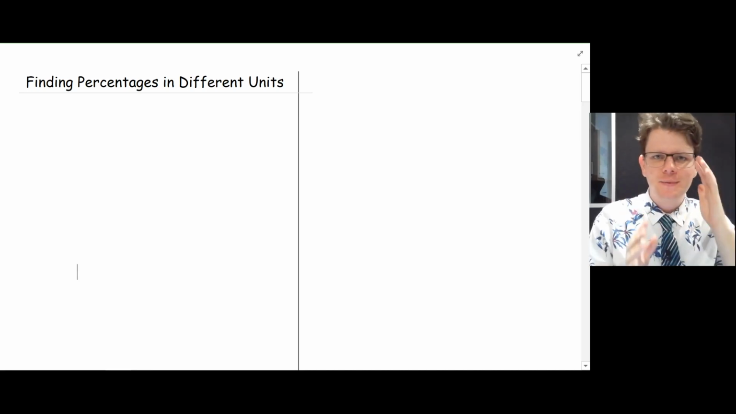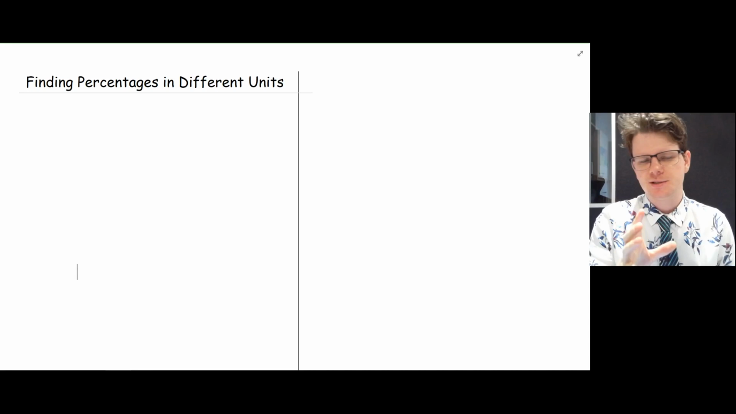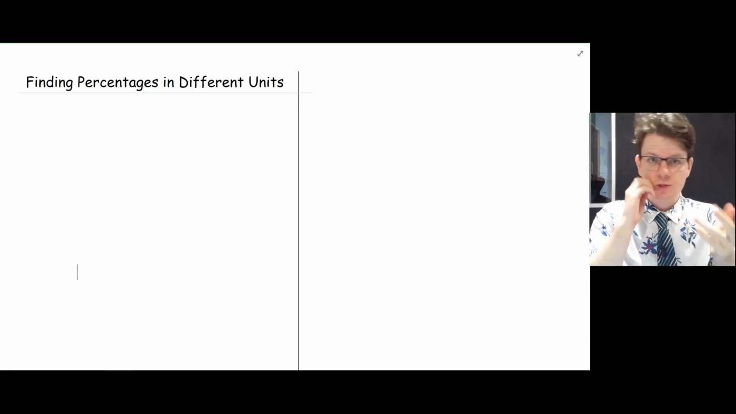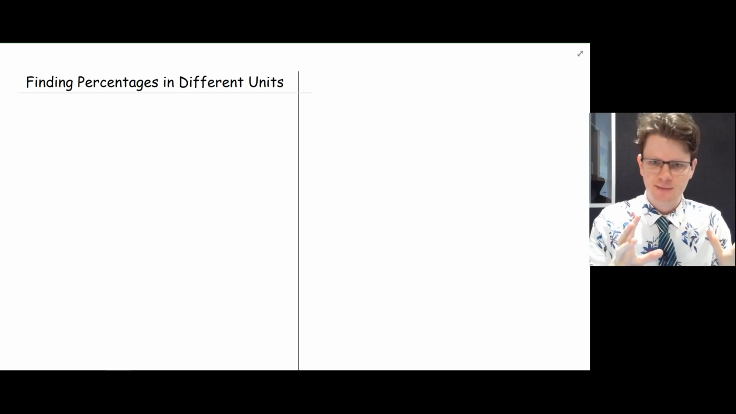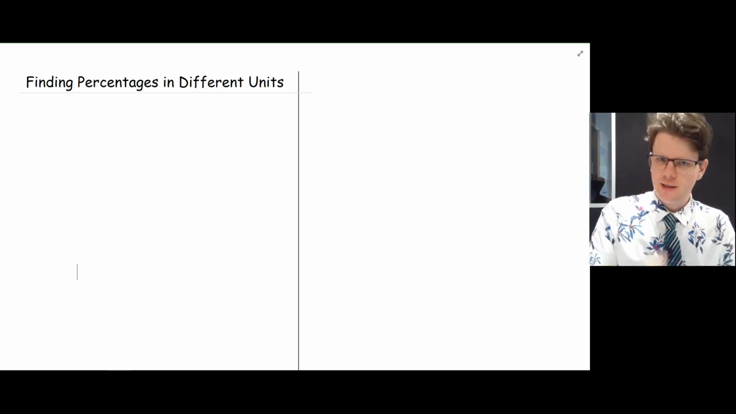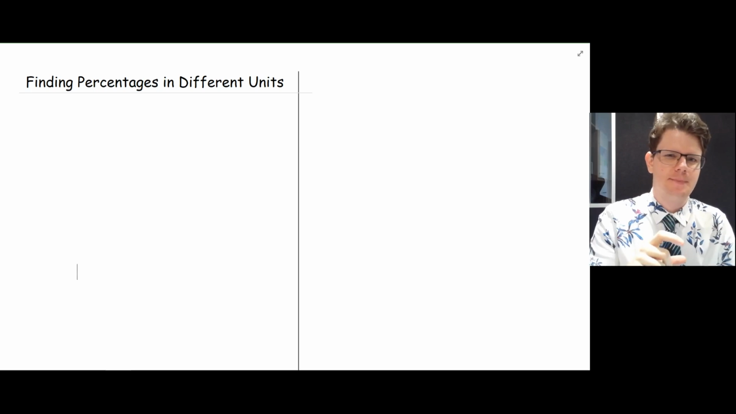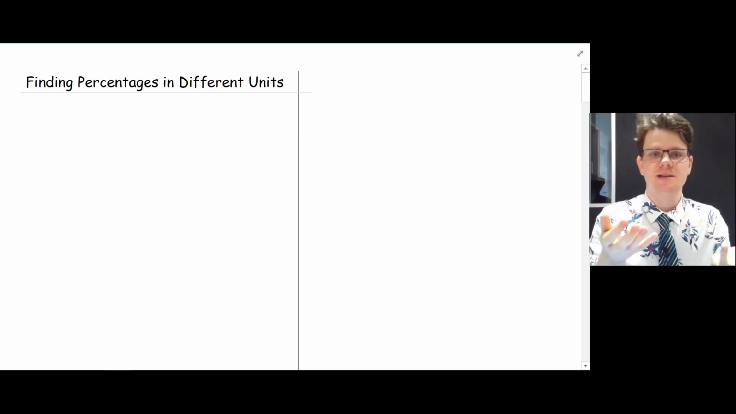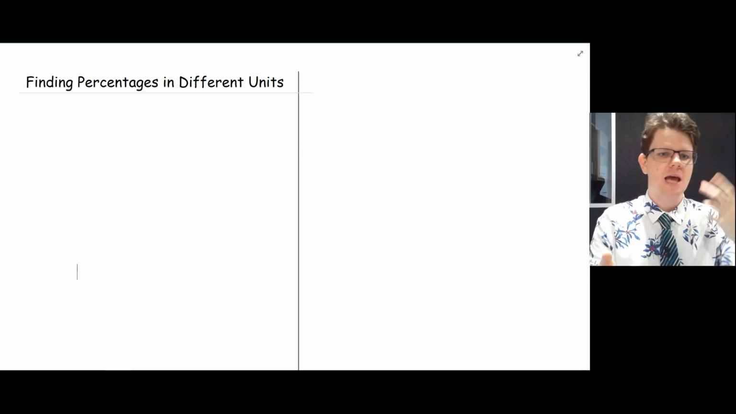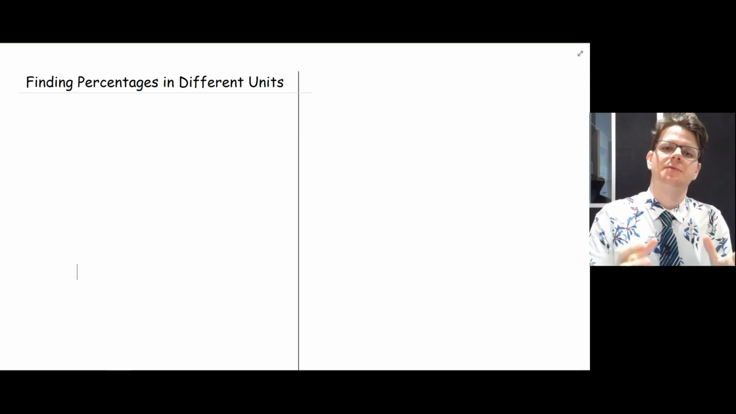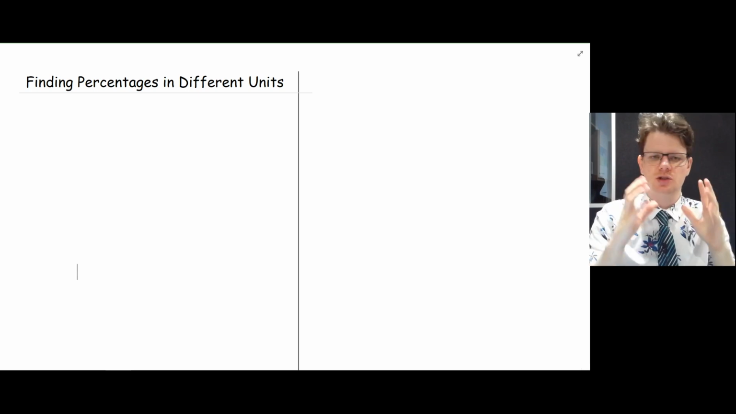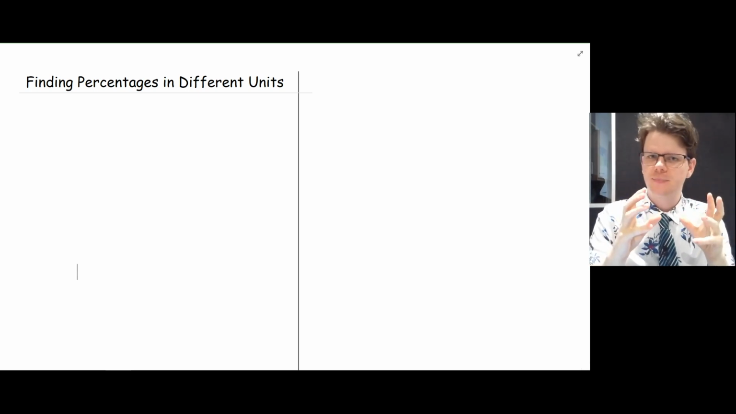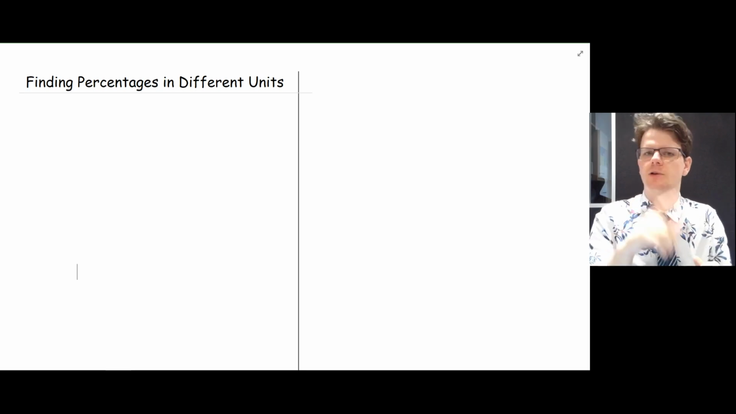Alrighty, so today what we're going to be looking at is finding percentages in different units, meaning that we're still looking for part over whole times 100, same game as before, but this time the units aren't always going to be the same. So what does that mean? Well, it means that we might have something where the part is in centimeters and the whole is in meters, or the part is in milliliters and the whole is in liters. They're just going to be in different units. It could be dollars versus cents. We still want to find the percentage, but we're not going to have them in the same units. It's going to be in two different units.